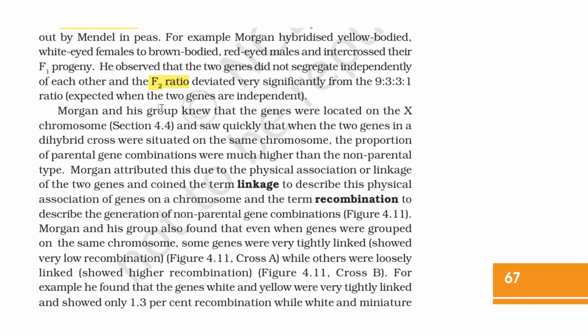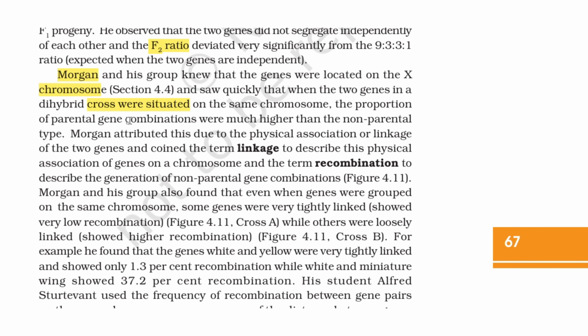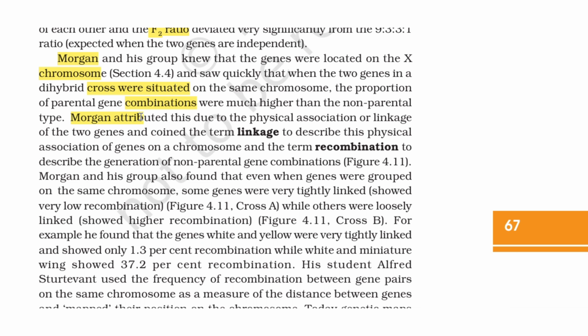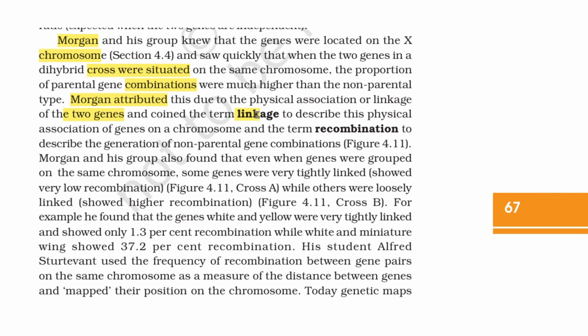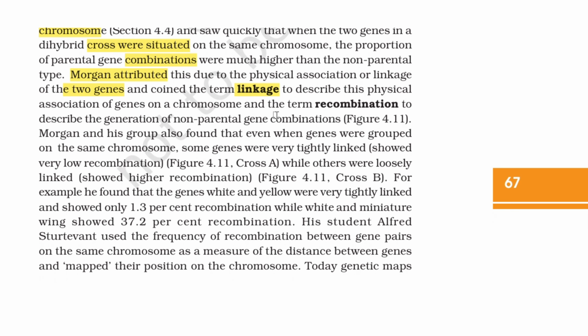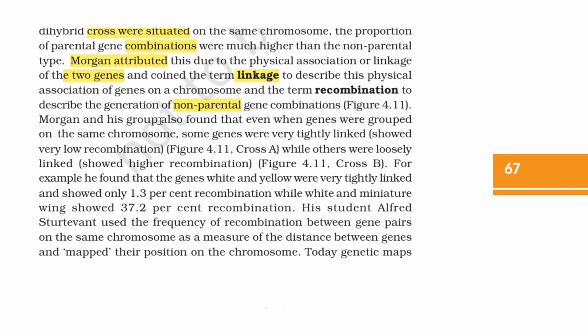Morgan and his group knew that the genes were located on the X chromosome (section 4.4), and saw quickly that when the two genes in a dihybrid cross were situated on the same chromosome, the proportion of parental gene combinations was much higher than the non-parental type. Morgan attributed this to the physical association or linkage of the two genes and coined the term linkage to describe this physical association of genes on a chromosome, and the term recombination to describe the generation of non-parental gene combinations (Figure 4.11).